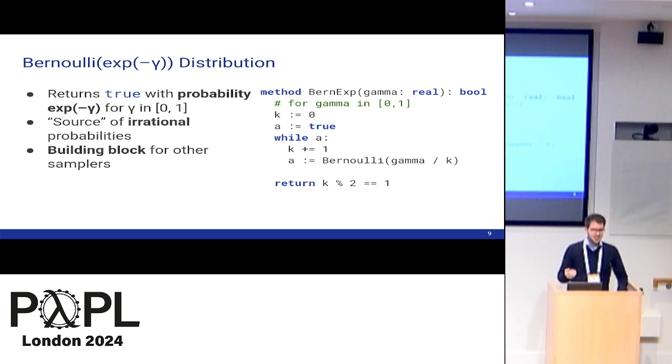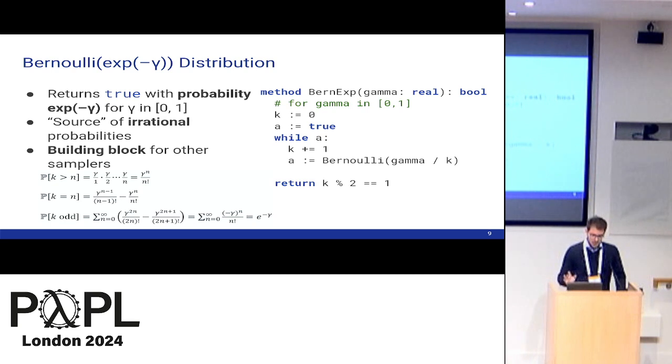So why would this give you this exponential probability? Just to give you a rough idea of how this works, first of all, let's look at the probability that the k we have at the end of the loop is greater than some number n. For this to be the case, we need to have had n loop iterations, and in each iteration, the probability of a being true is gamma over k. So to have at least n iterations, we get this product, gamma over 1 times gamma over 2, and so on. So overall, gamma to the n over n factorial.